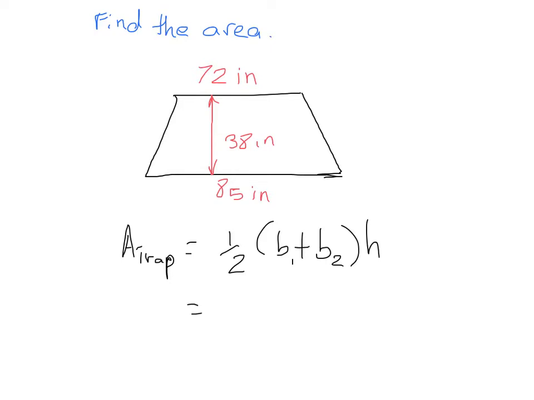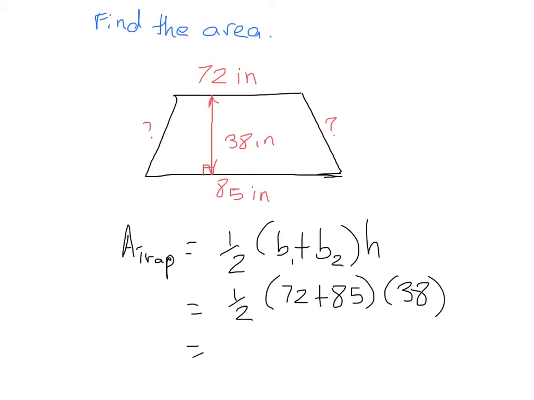All right, so in this case, we have a half. B1 is 72 plus 85, and it doesn't matter which order we write those numbers, times 38. All right, so we know 38 is the height, again, because it is perpendicular. Even if we had been given these sides here, it would be completely irrelevant. We don't need them in order to figure out the area of our trapezoid.